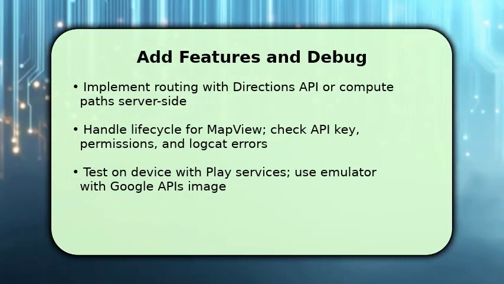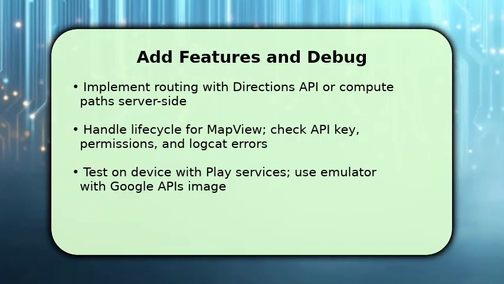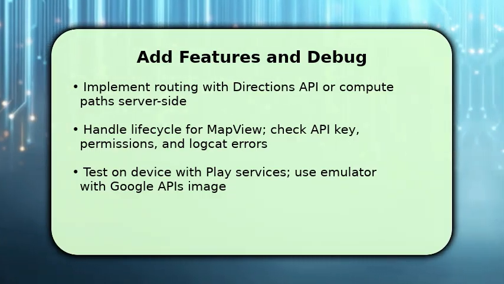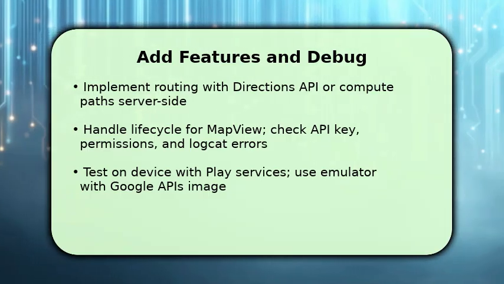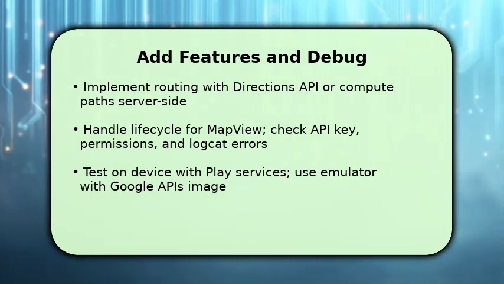Integrate routing using the Directions API or your backend, then parse routes and draw polylines on the map for turn-by-turn visuals. Make sure to handle map view lifecycle methods or fragment lifecycle correctly to prevent resource leaks.